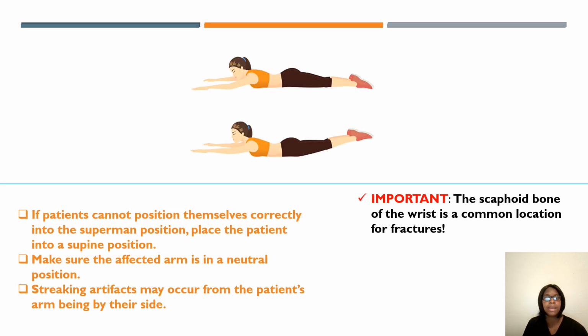There are times that a patient cannot lay in a Superman position, so just have them lay on their back, head going into the machine. Arms can be in a neutral position. Whatever side is affected, if you are scanning their right hand or right wrist, just move their body over a little bit off center so that you can get that affected hand or wrist in the center of the machine, so that you can get all of the anatomy and avoid wrapping or streaking.